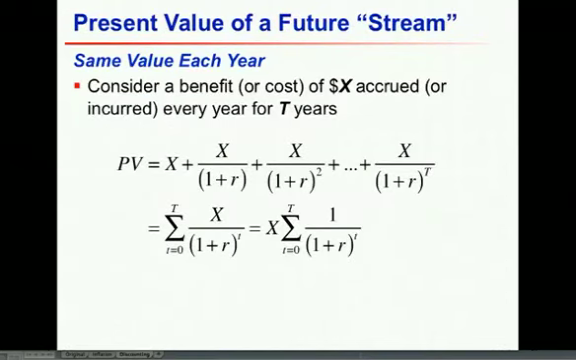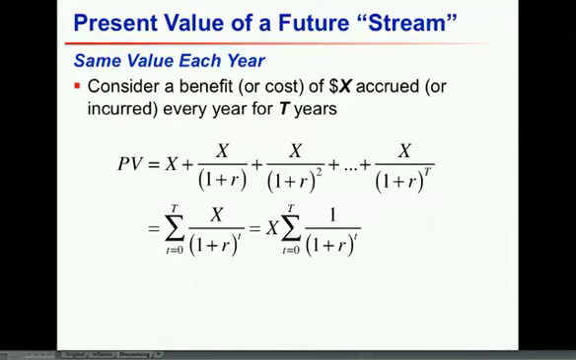Well, suppose you have the same value each year, whether it's a benefit or cost. Suppose it's $50 million every year in O&M costs or whatever it might be. So consider a benefit of X dollars accrued every year for T years, or a cost of X dollars incurred every year for T years. For the next T years, 6 years, whatever, you're going to have the same value each year. The present value is simply the sum of the present values of each one of those. Let's take it as a benefit.